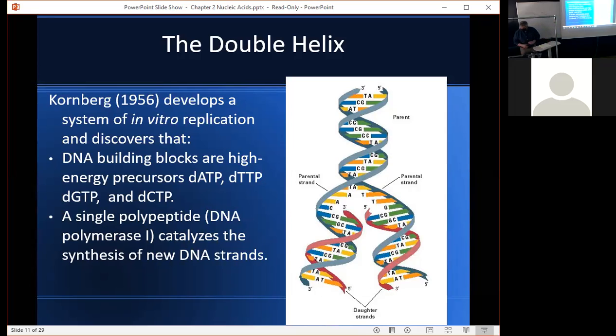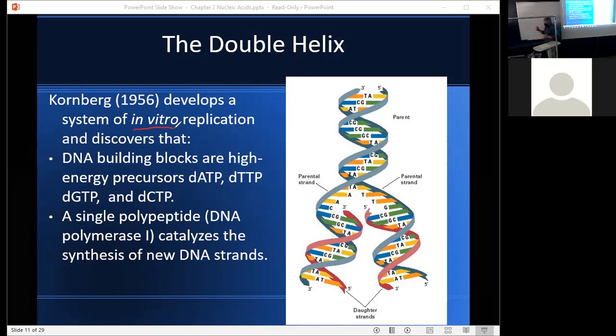Okay, the word in vitro comes from Latin. In vitro literally means in glass. So in vitro replication means a system of replication that can be done in a test tube, free of cells. So this was actually a really significant development. Just by adding different enzymes and different precursors into a test tube, he was able to get replication of DNA.